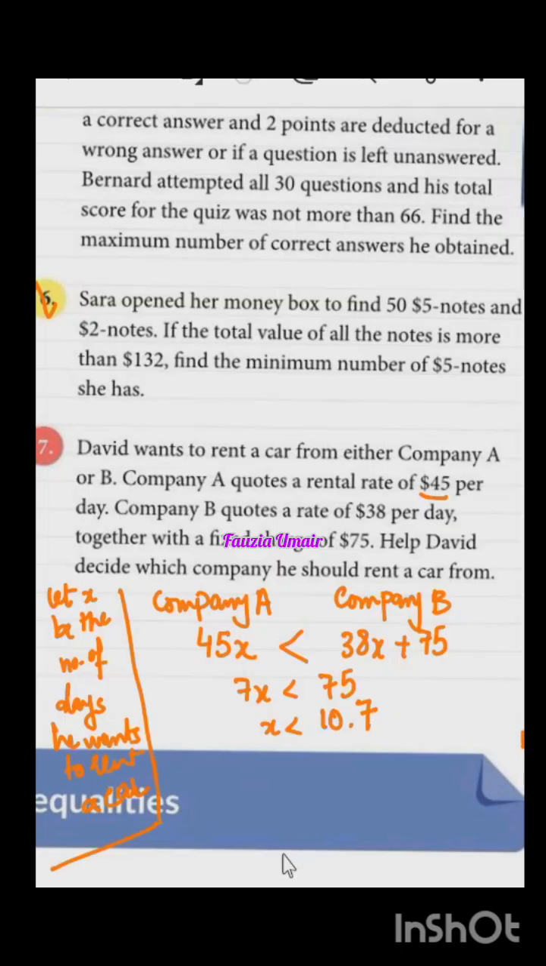So now because the number of days cannot be in decimals, so we will say कि if it will be rounded off to 10. But now we are not, we will answer like this. Okay, if David wants to rent for less than 10 days, so he should choose company A. But if he wants to rent for more than 10 days, so then he should choose company B.